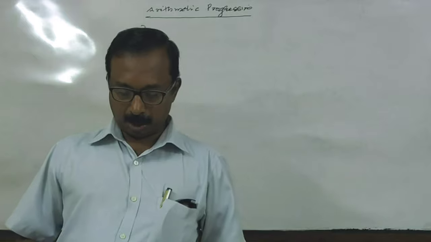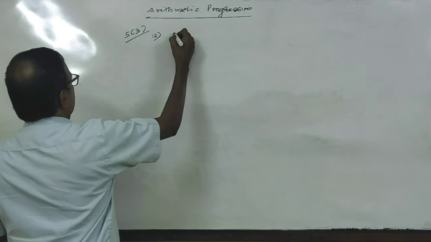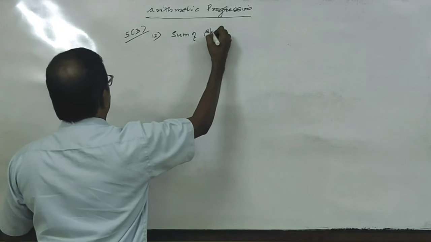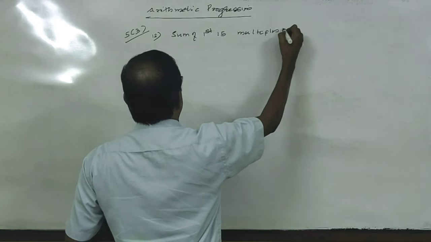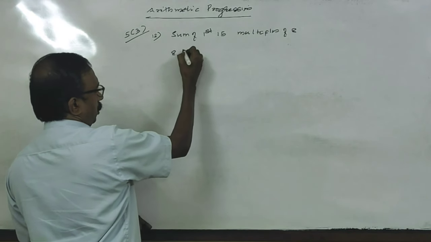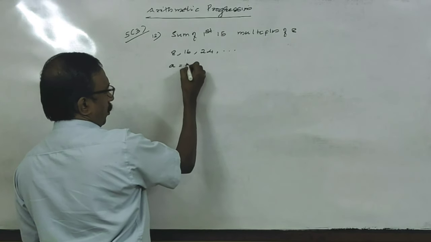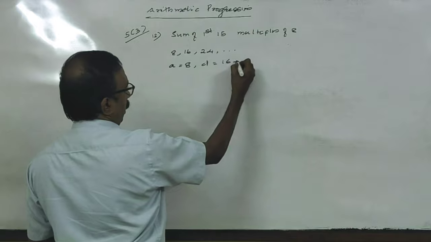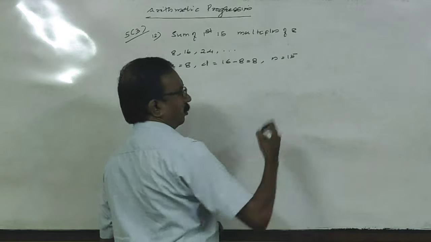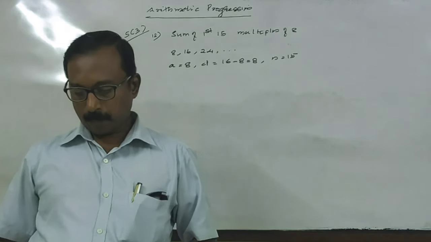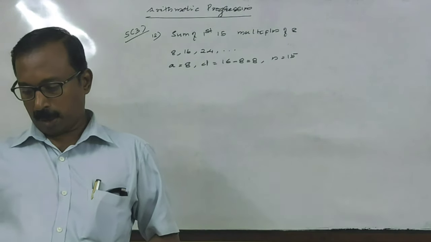For the 13th question: sum of the first 15 multiples of 8. The numbers are 8, 16, 24, etc. So a is 8, d is 16 minus 8, which is 8, and n is 15. Again, isn't it? The 14th question: sum of the odd numbers between 0 and 50.